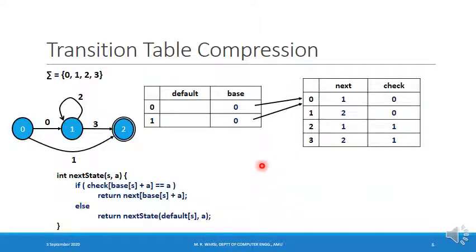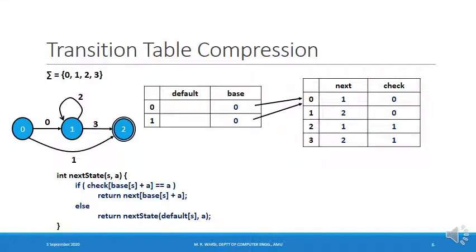Now I have slightly modified the example. I have taken sigma to be 0, 1, 2, 3. So there are 4 input symbols. In the previous example, sigma was 0, 1. So that means from any state, 4 transitions are possible. So now the block of memory that I will assign in the next and check arrays for any state will have a size of 4, in order to store the 4 possible transitions from any state.